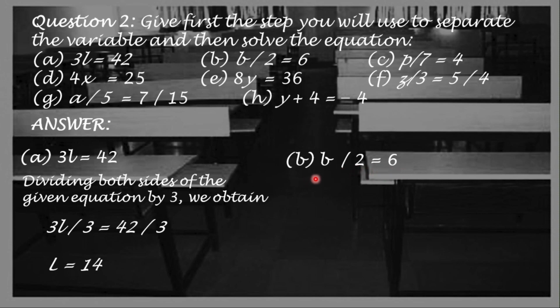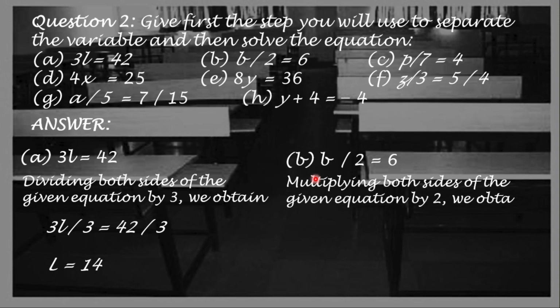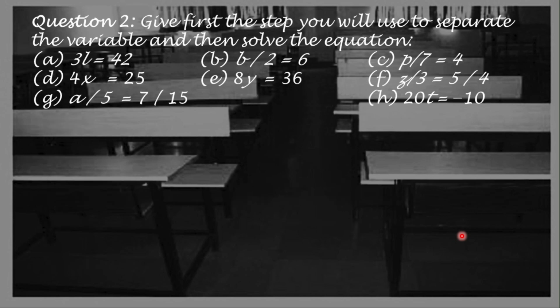So b multiplied by 2 is equals to 6 multiplied by 2, like this, multiplying both sides by 2. So b multiplied 2 upon 2 is equals to 6 multiplied by 2. So what we will get here, the 2s cancel here, and here we will multiply 6 with 2. So b is equals to 12. That's the answer. Now I'm going to do the next part.